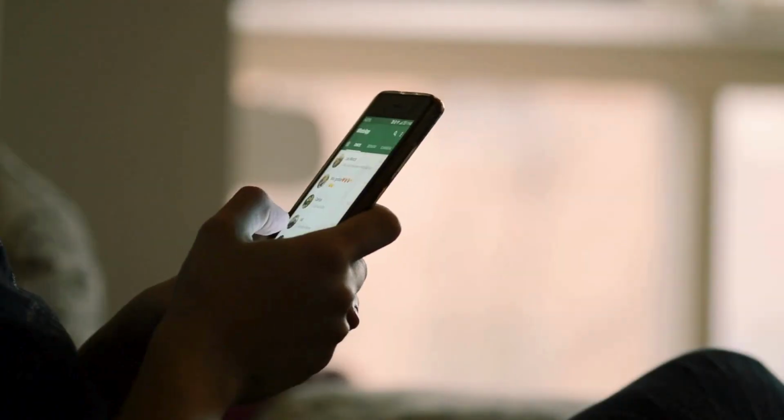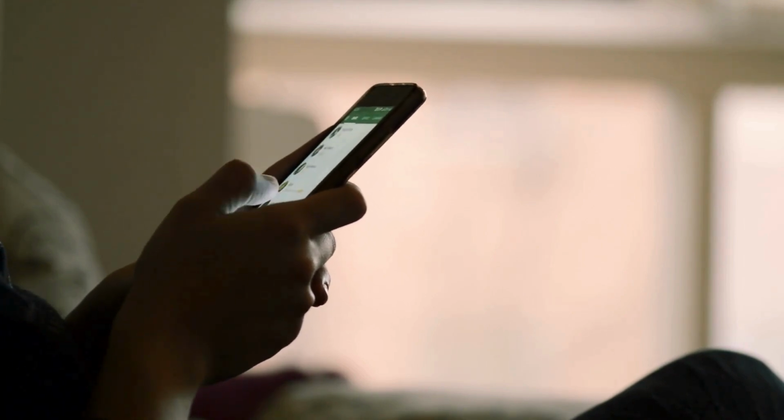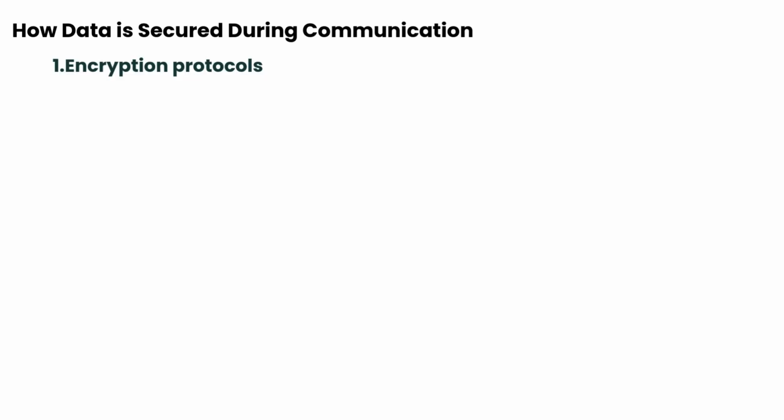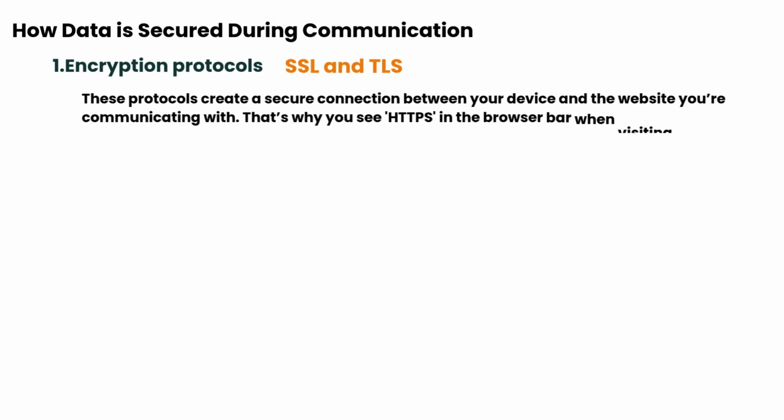So, how exactly is data secured during communication? There are several layers of protection we can use. The first is encryption protocols, like SSL and TLS. These protocols create a secure connection between your device and the website you're communicating with. That's why you see HTTPS in the browser bar when visiting secure sites.